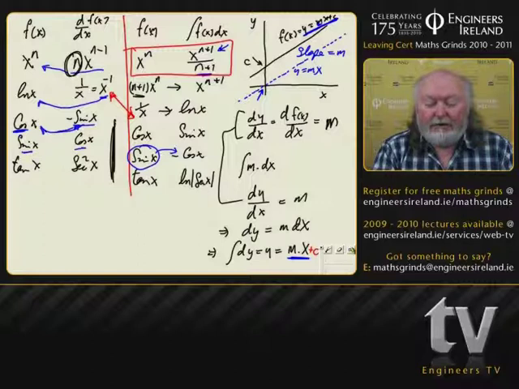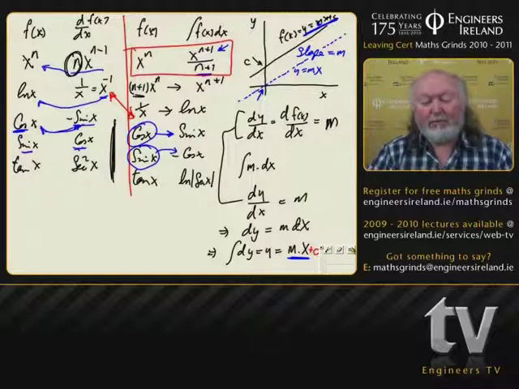The sine cos one is easy. Differentiate sine, you get a slope of cos. That means if we integrate cos, we will find an answer of sine.